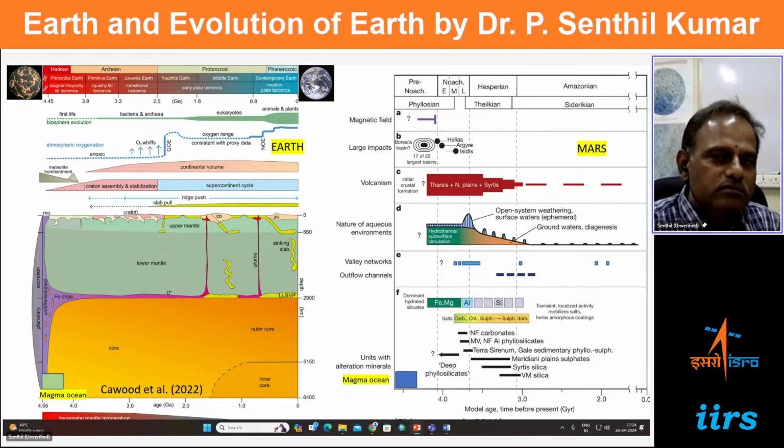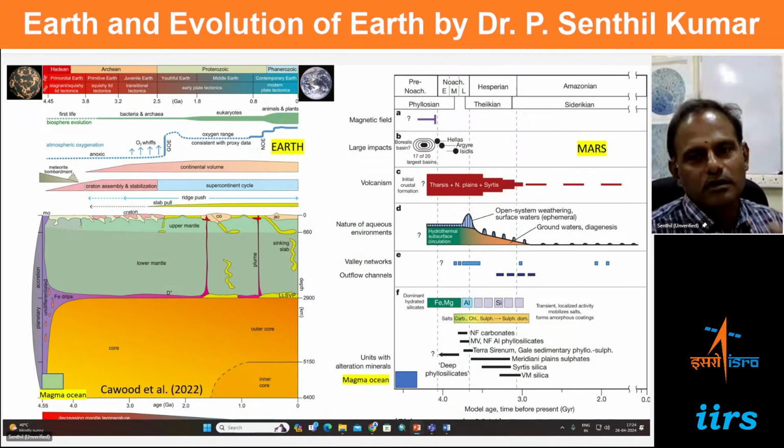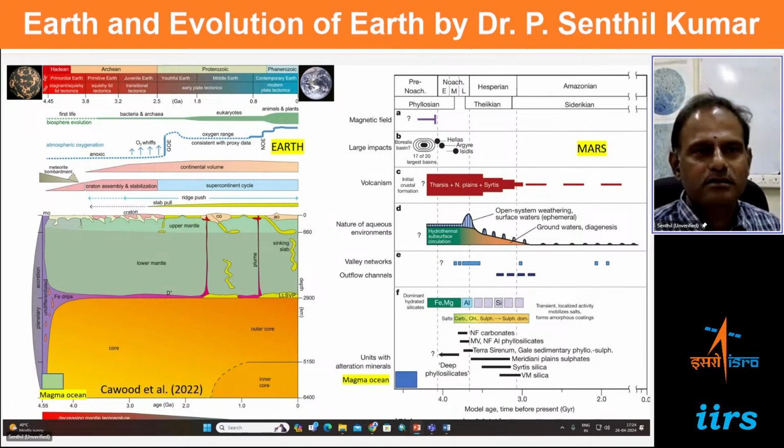If you look at the Moon, it was also not like that. Just impact and impact, some volcanism, some tectonism. So this is how our inner planets are, and Earth is luckily very unique. That's why we are here to speak about it, to hear about it.